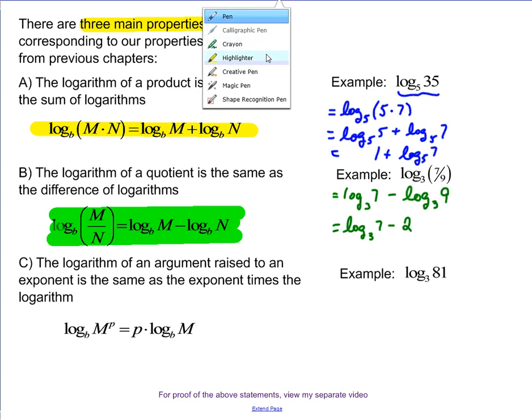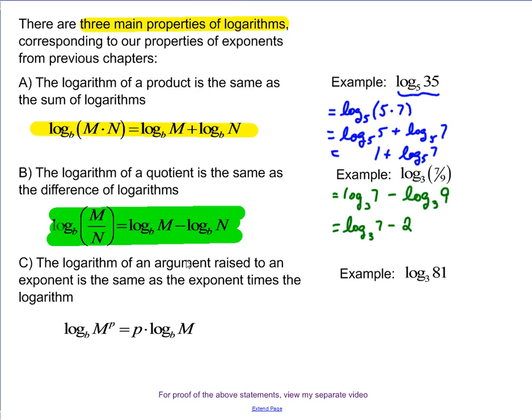Okay, one more property that we should certainly know, and that is as follows. Let's take the logarithm base b of m raised to some power p. What does that give us? Well, it is the same as p times the logarithm base b of m. And I'm going to prove these statements in a separate video a little bit later. But for right now, the main idea is that if I have an argument raised to a power, it is the same thing as the power times the logarithm base b of that argument m.